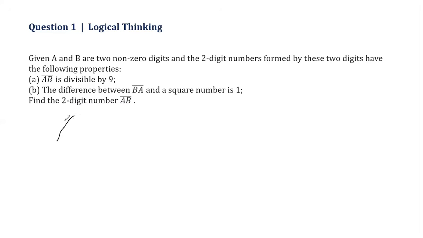AB with a line over it, first of all, I just want to make this clear for everyone: this basically means a two-digit number where the tens digit is A and the ones digit is B, in case you haven't encountered that notation before. Okay, so let's start.